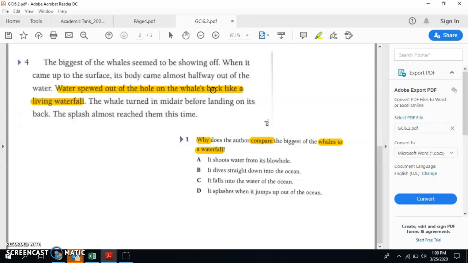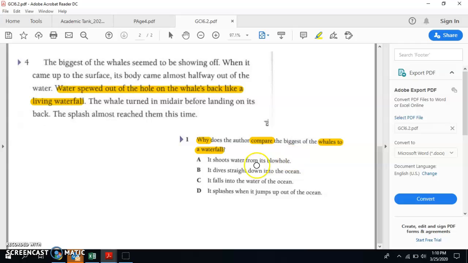And then I have to imagine, what do I know about a waterfall? Well, I know a waterfall is on the ledge of a cliff and then it just falls right down into the water. So when I think about that, I can hear myself say, well, it's because they're both falling into some type of water. So I'm going to look at my answer choices and figure out my thinking.